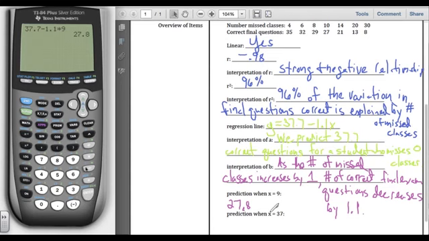Same idea for 37. I'll say 37.7 minus 1.1 times 37. That gives me a negative 3. And I'm going to note that this would be an extrapolation. My prediction is that somebody who misses 37 classes will get negative 3 questions correct. Well, you can't really get negative 3 questions correct. The lowest you could get would be 0. So this doesn't really make sense.